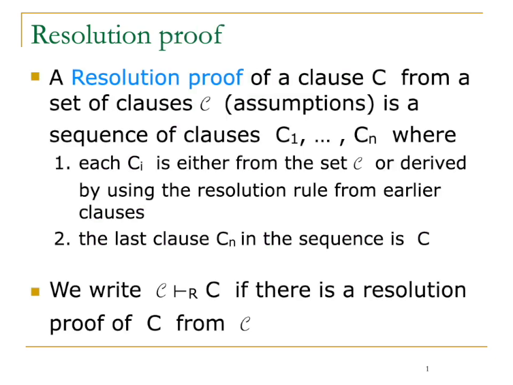Now, a resolution proof of a clause C, to be understood as the conclusion, from a set of clauses script C, to be understood as assumptions, is a sequence of clauses C1 to Cn where first of all each Ci is either from the set of assumptions script C or derived by using the resolution rule from earlier clauses. And second, the last clause Cn in the sequence is the conclusion C. We write script C turnstile R C if there is a resolution proof of C from the assumptions script C.